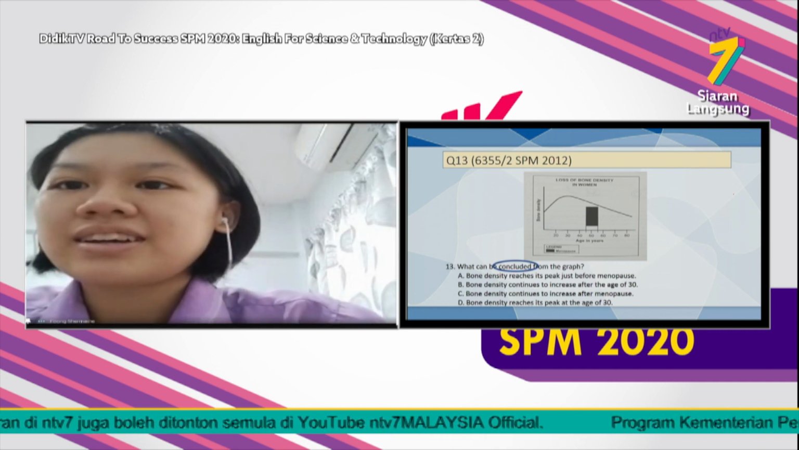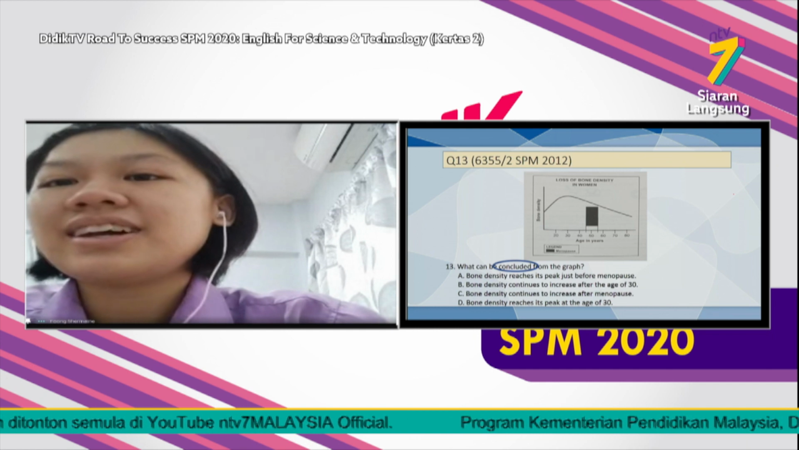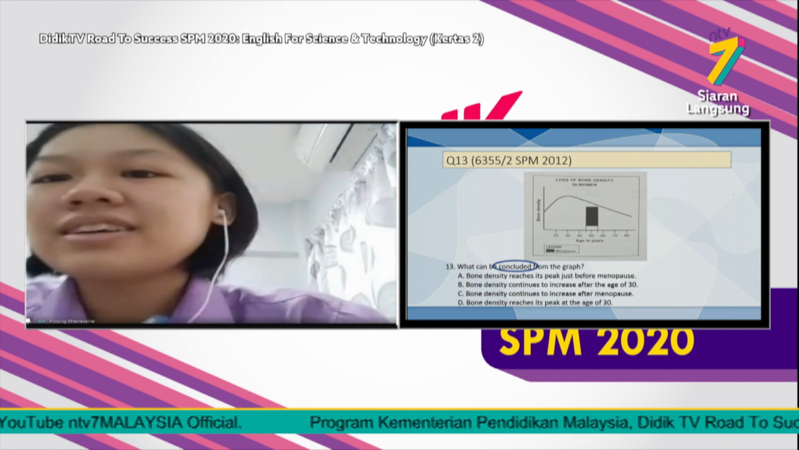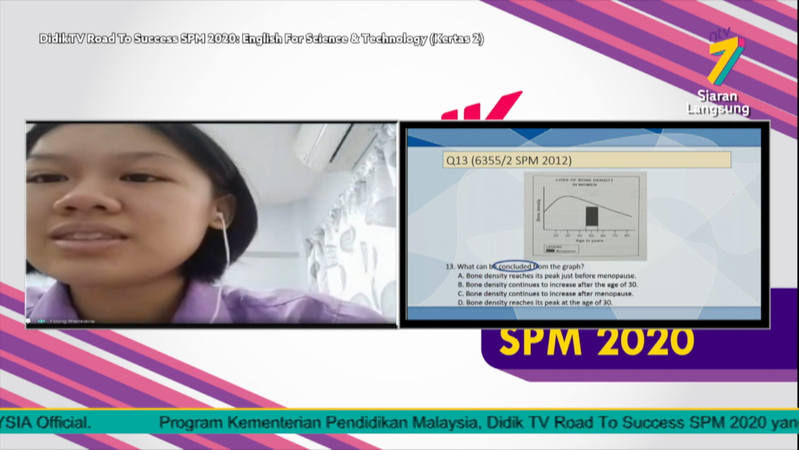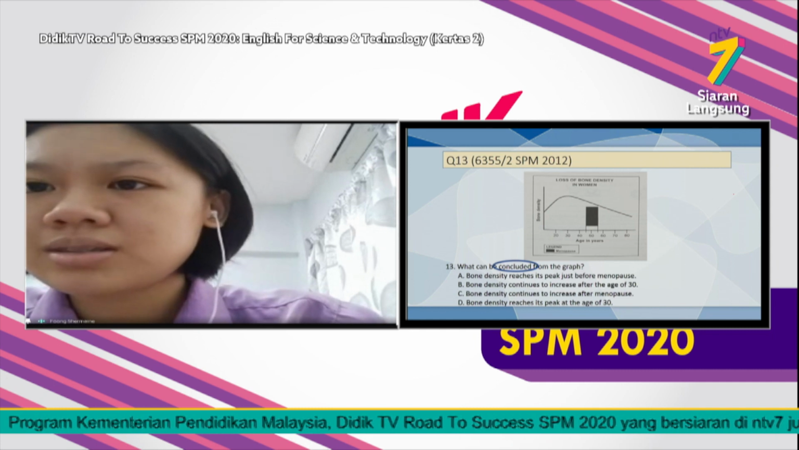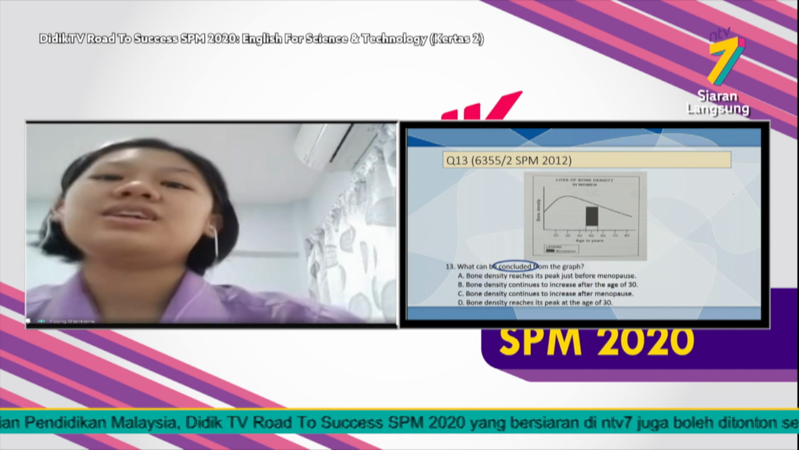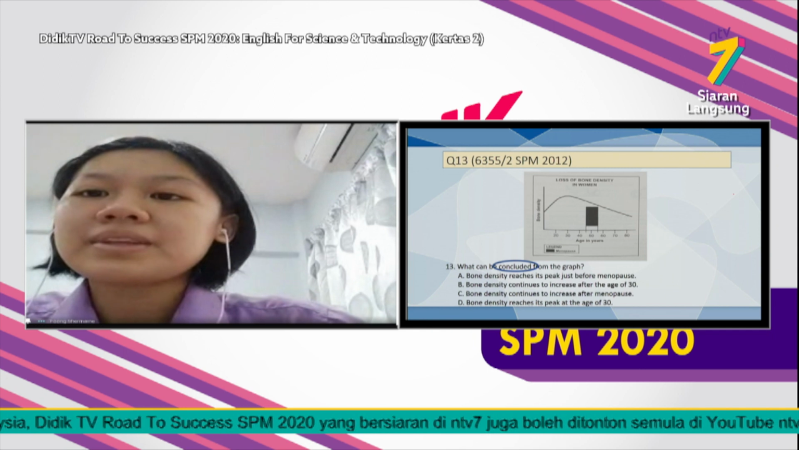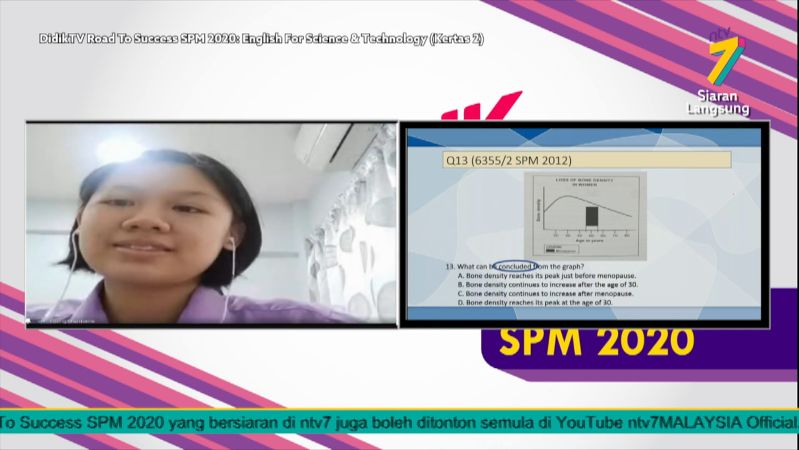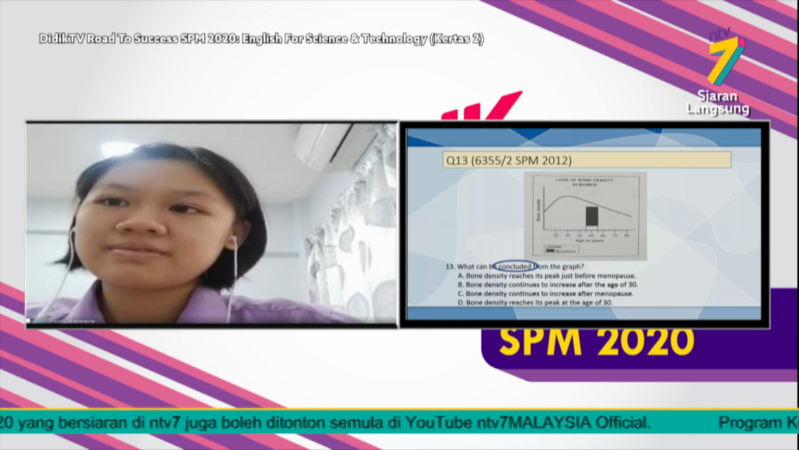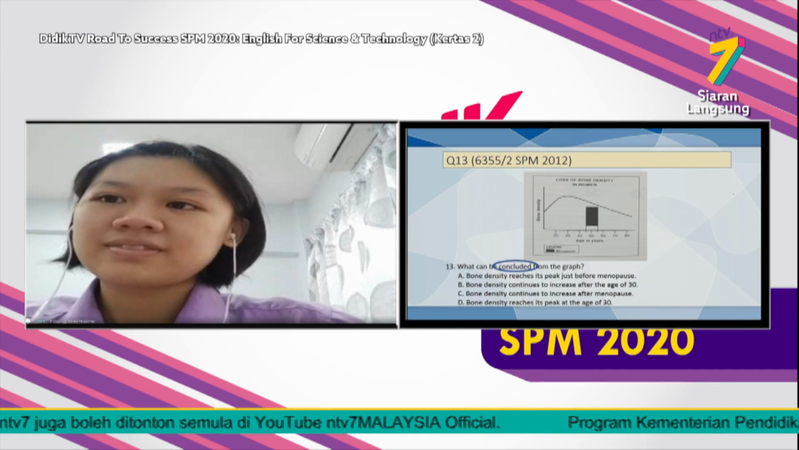So now, what is the best answer that you can conclude from the information in the graph? I think the answer is bone density reaches its peak at the age of 30. So your answer is D. Do students at home also agree with Charmaine? The answer is D. Okay, let's look at A.